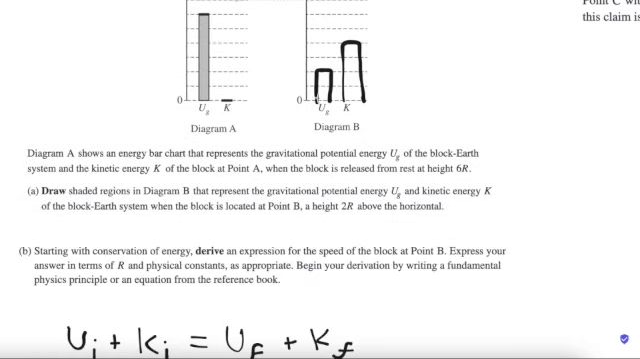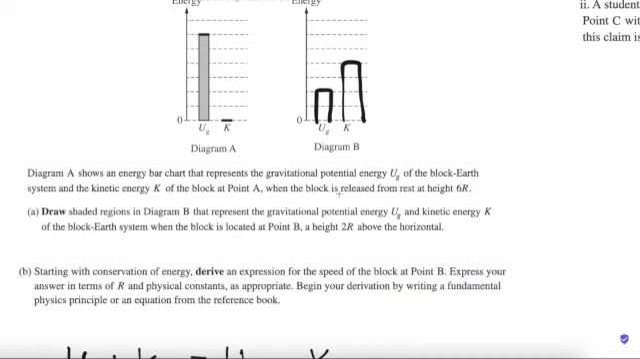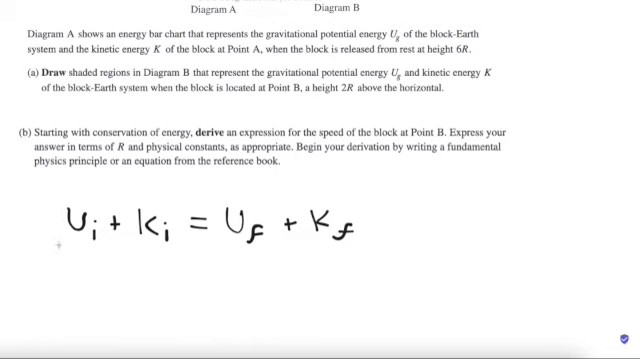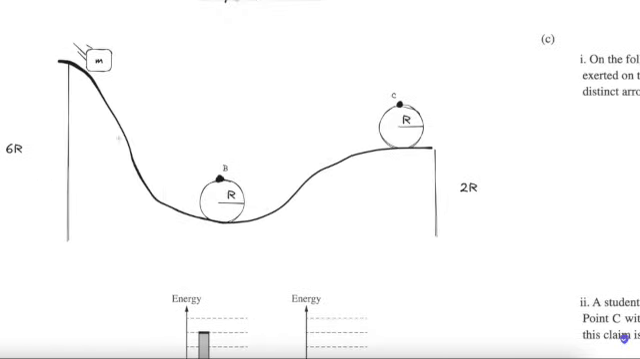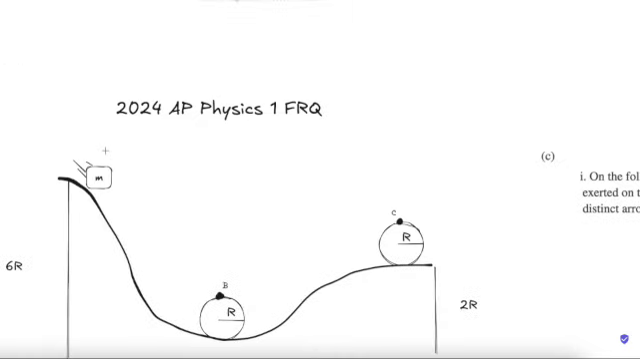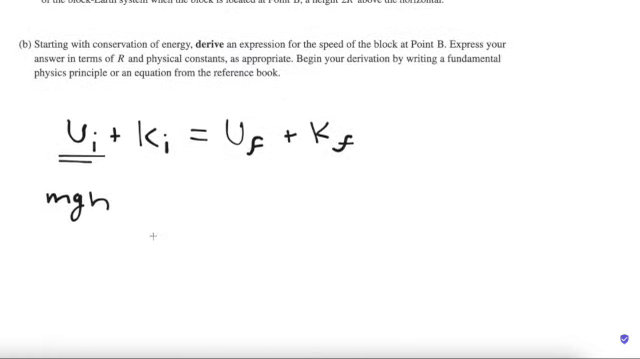Now, we did our calculations here at point B, so we can use this as well. What is our initial gravitational potential energy? If you look here, this is the initial point. This is what we're starting with. So we can see that it's going to be mgh plus no kinetic, because it's stationary here, so no kinetic.